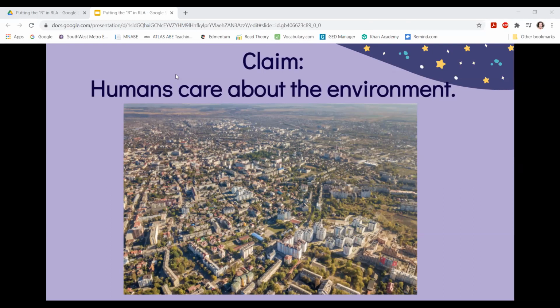Okay, now go ahead and look at it from another point of view. What details in that image refute the claim that humans care about the environment? Ooh, I like that idea that maybe a lot of buildings are facing south. Okay, perhaps I hadn't even thought of that. Yes, apartment buildings. So we have buildings that are being built up instead of out.